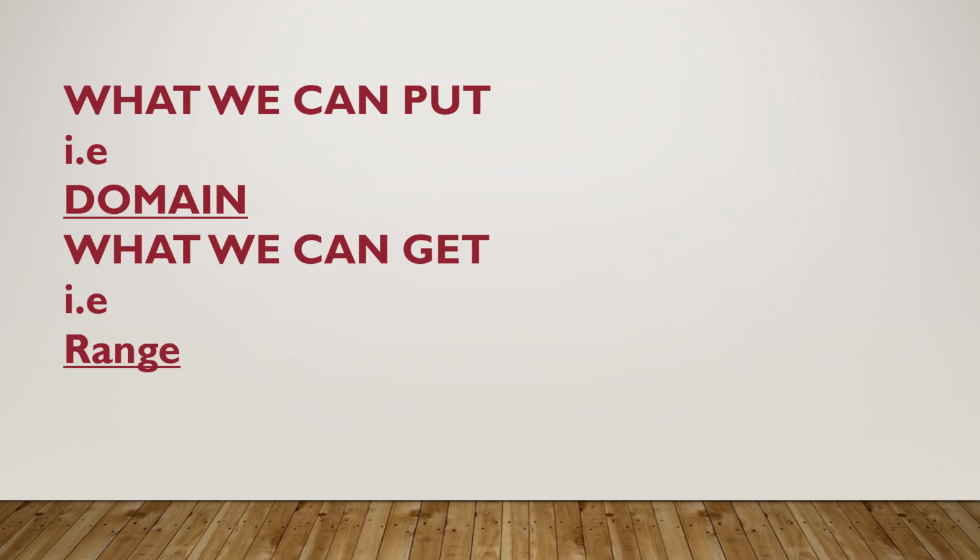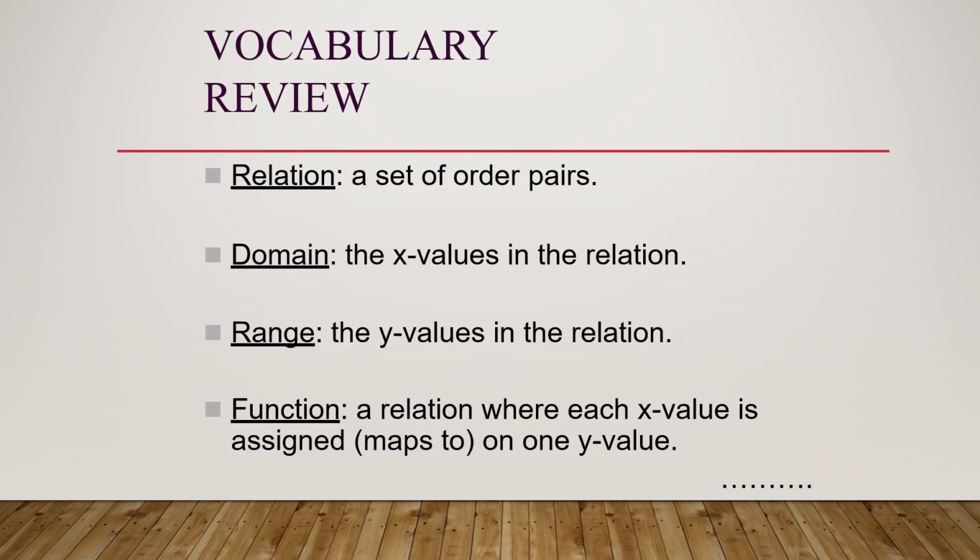What do you mean by domain? Next definition of domain is what we can put and what we can get is the range. Now we will revise relation, set of ordered pairs; domain, x values in the relation; range, y values in the relation; function, a relation where each x value is assigned to one y value. It means when the relation is one to one and many to one. One to many relation can't be accessed as a function.